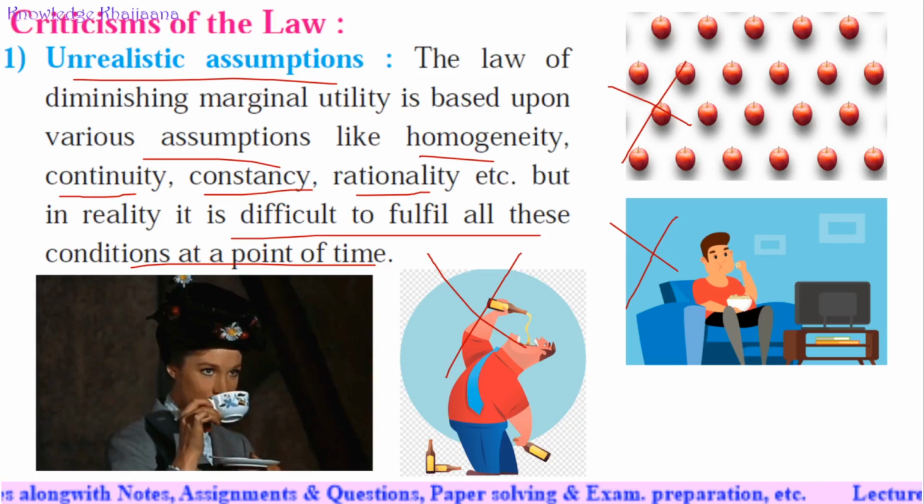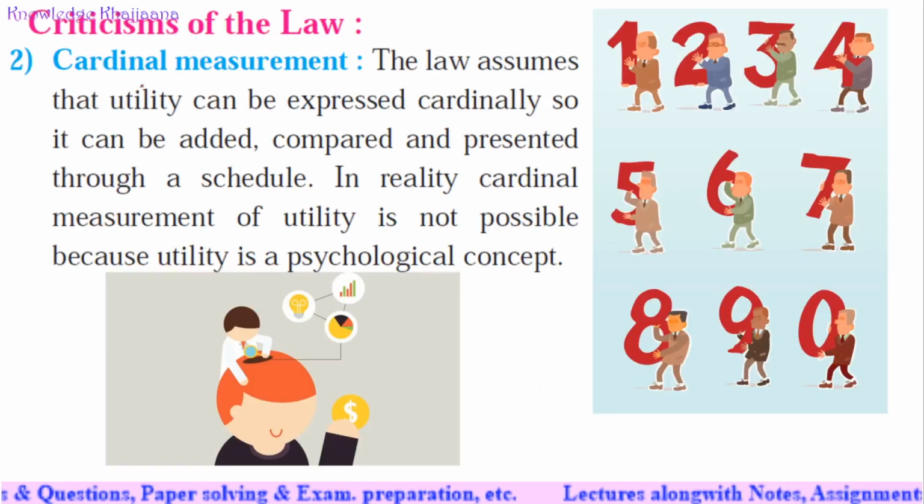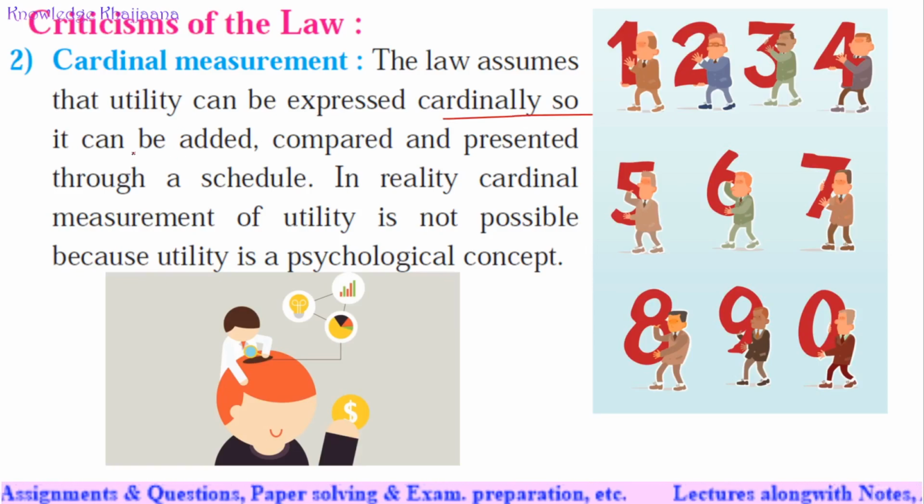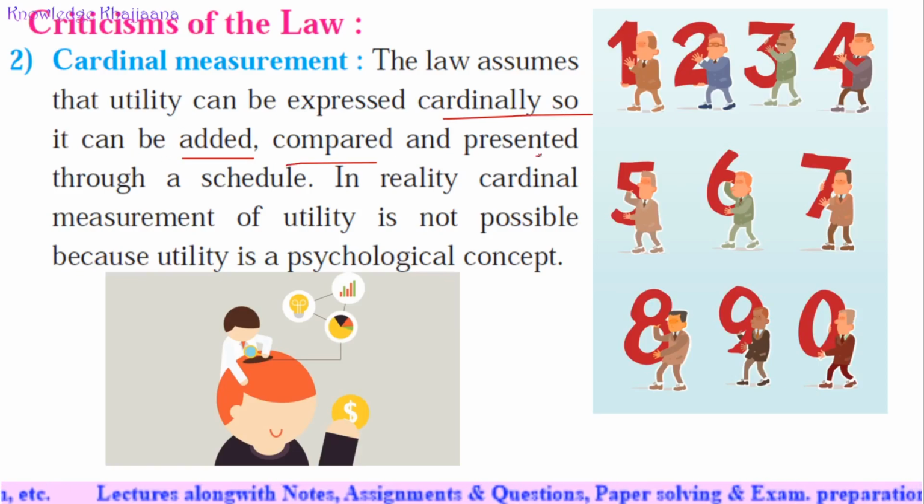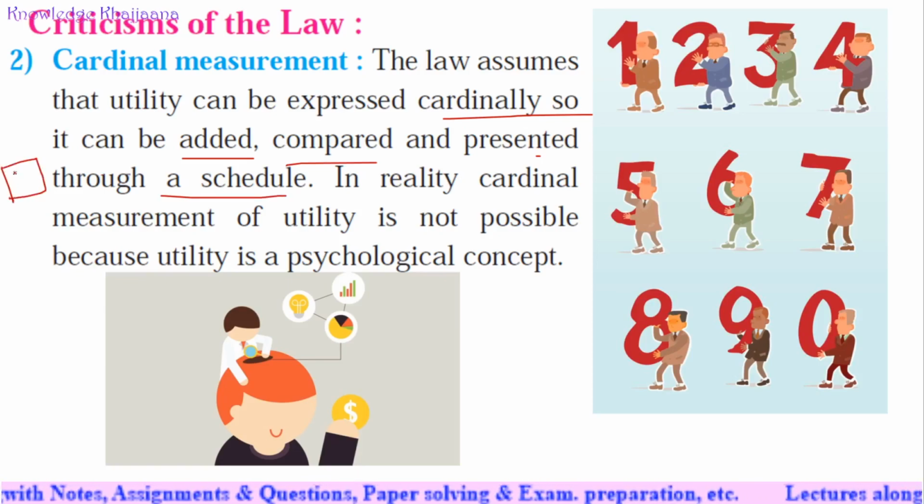Next is cardinal measurement. As per the law of diminishing marginal utility, utility is measured in terms of numbers. The law assumes that utility can be expressed cardinally, meaning it can be added, compared, and presented, and mathematical operations like subtraction can be done. Through a schedule, which means a table, we calculate it in numbers.